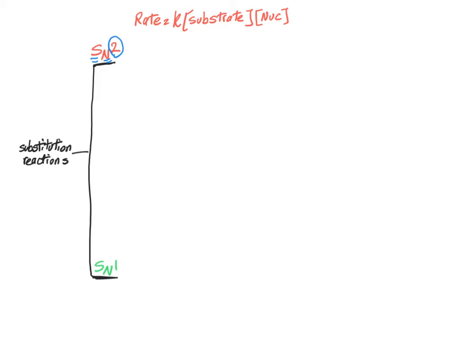In the SN1 mechanism, the rate of reaction only depends on the concentration of the substrate. In SN1, S stands for substitution, N for nucleophilic, and 1 for unimolecular, which means the rate of reaction depends on the concentration of only one compound.